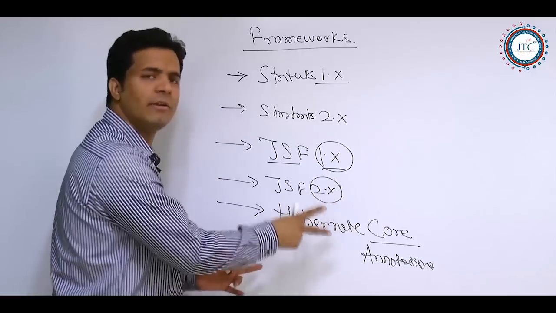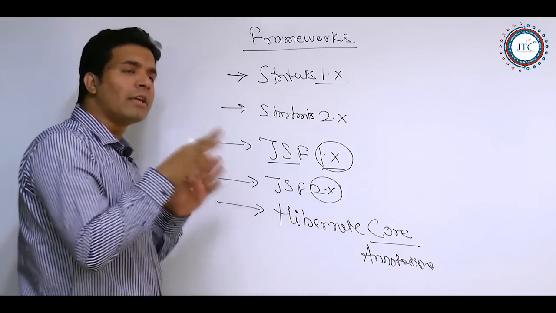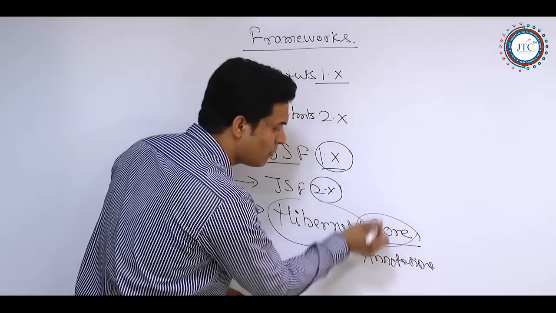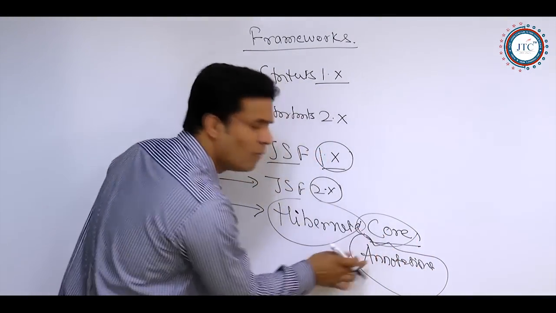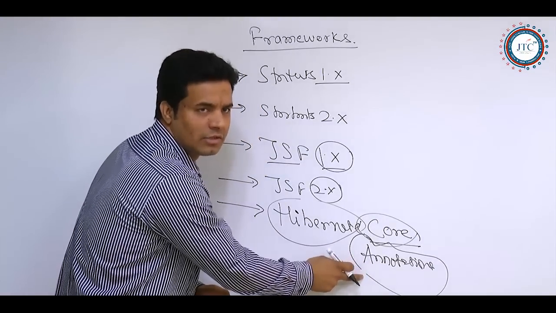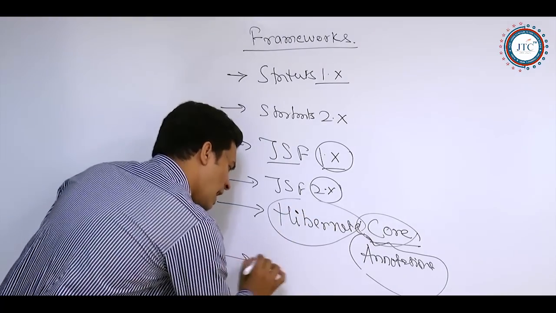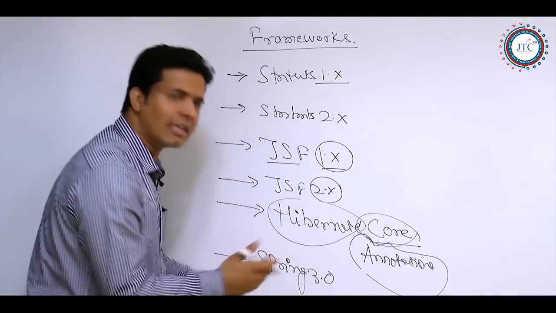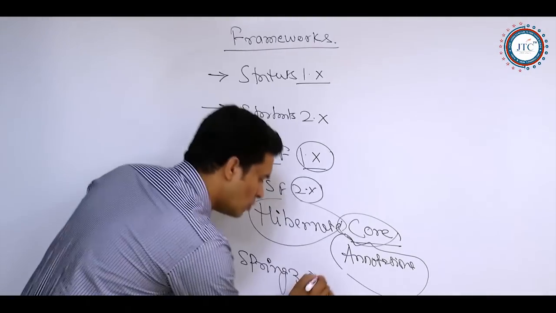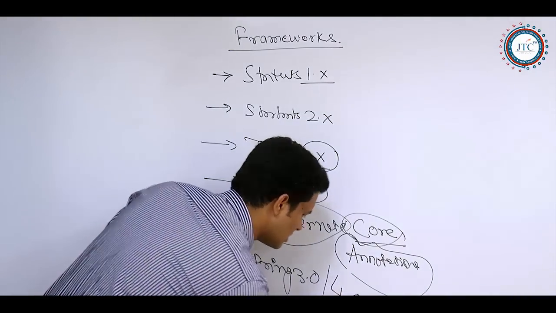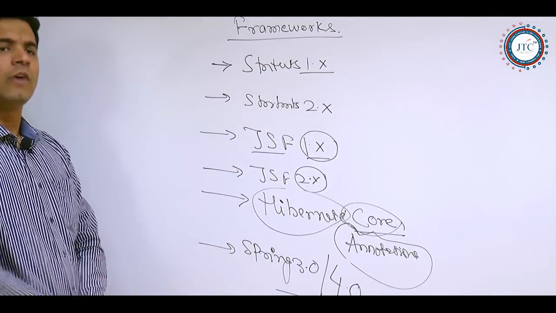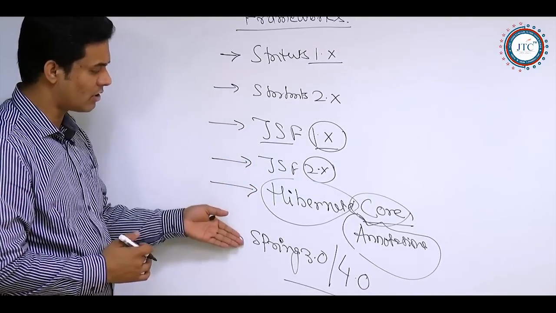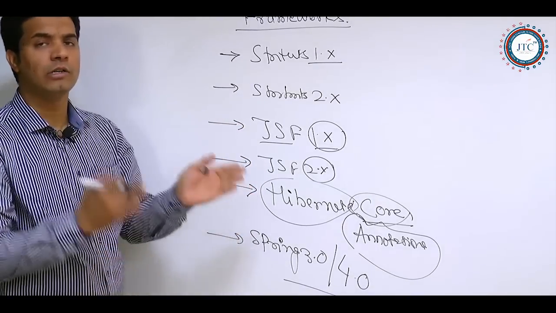These two are very important topics nowadays, keeping the current scenario in mind. Hibernate core is of course important, but parallel to that Hibernate annotation is also a very important topic, right? So you cannot leave this. Then I come to Spring 3.0. Recently Spring 4.0 also got introduced, so we are discussing Spring 4.0 as well. So Struts 1, Struts 2, JSF 1, JSF 2, Hibernate core, Hibernate annotation, and Spring 3.0 as well as 4.0.